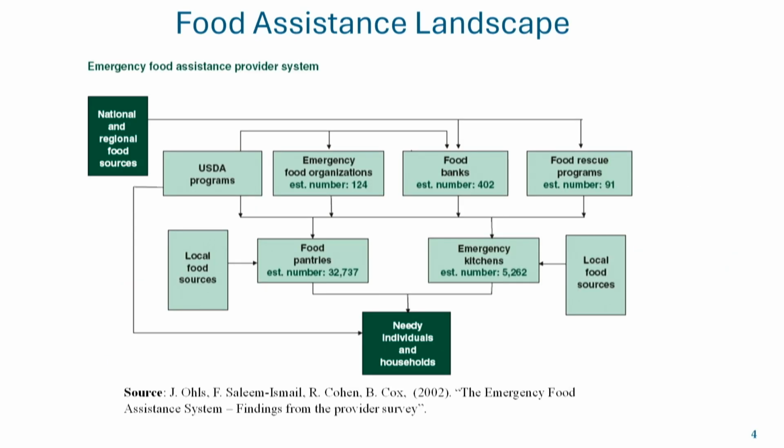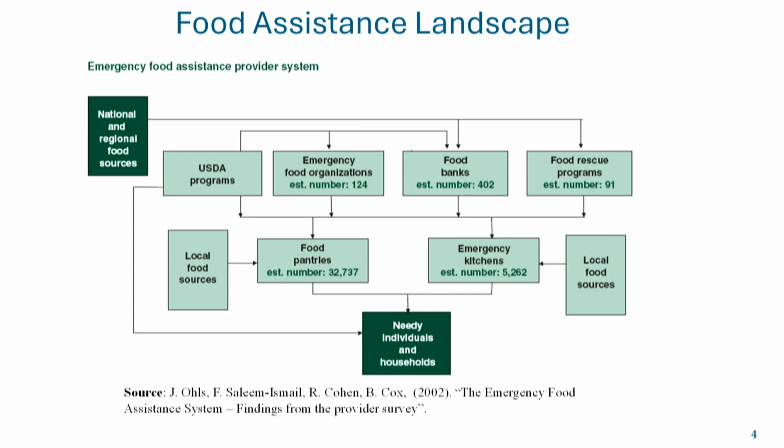So when we think about what the food assistance landscape looks like, there are several key players both at the national, regional, and local level that work together to provide food assistance to people in need. On this top layer, you'll see several key players represented: the USDA, emergency food organizations, food banks, and food rescue programs. Food rescue programs primarily recover perishable food, also food from community service organizations, and also think about prepared meals, so things that are hot and need to be distributed immediately.